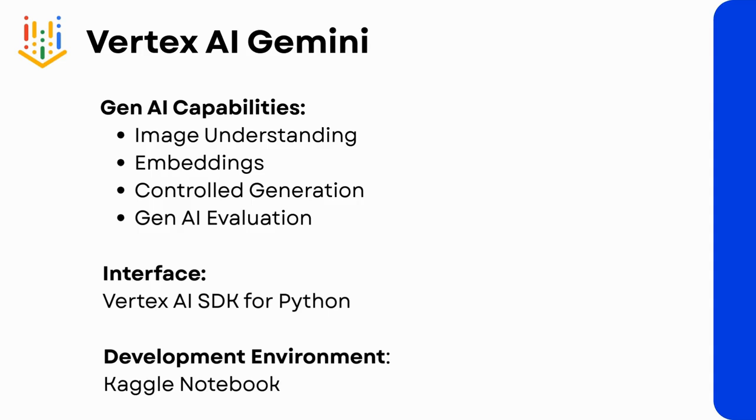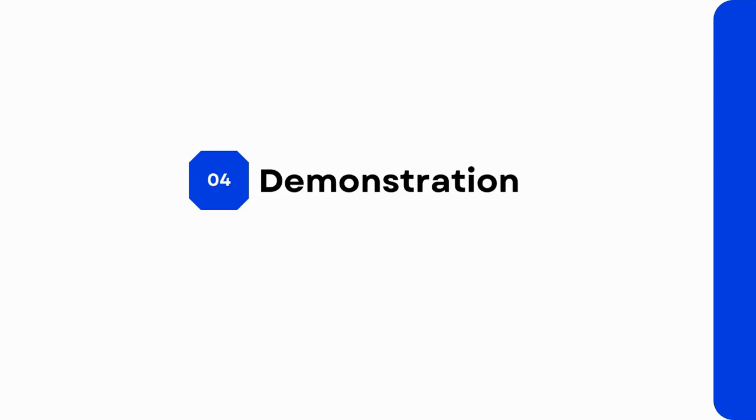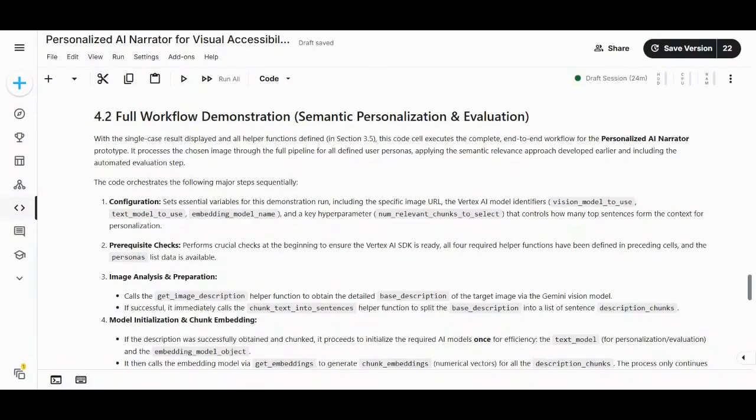So for this project, I mainly worked on 4 Gen AI capabilities: image understanding, embeddings, controlled generation, and Gen AI evaluation. And then for the interface, I worked with the Vertex AI SDK for Python. And then for the development environment, I used a Kaggle notebook. Next, I'm going to show the demo of my project development. So let's see it in action.